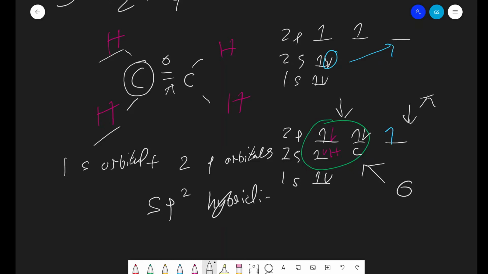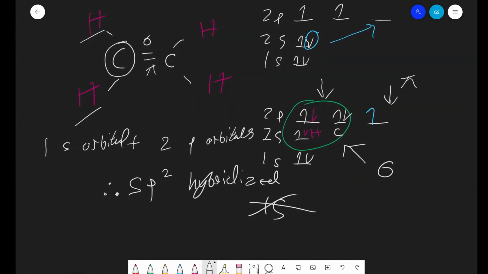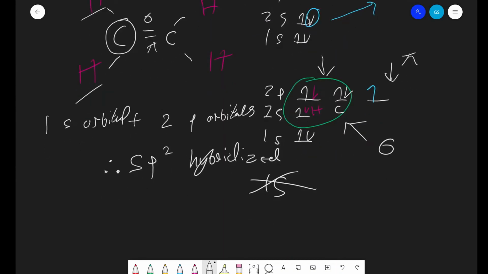That is the hybridization for carbon. Because again, we're using one singular s orbital and 2 p orbitals to achieve these sigma bonds. And the remaining orbital we have is for the pi bond.